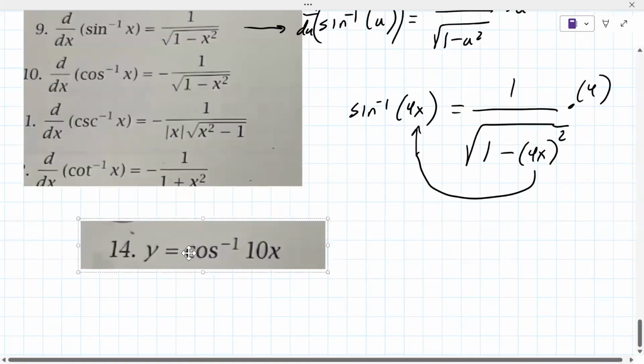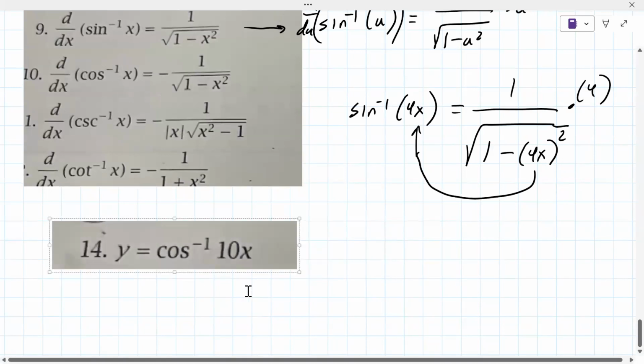Number 14 is using inverse cosine. This is your u. I like x, but if you prefer u, your u is all this. So go ahead and take the derivative of this for us, please.